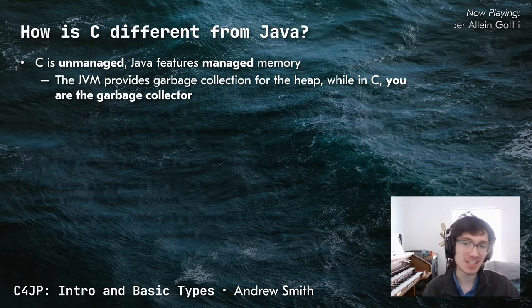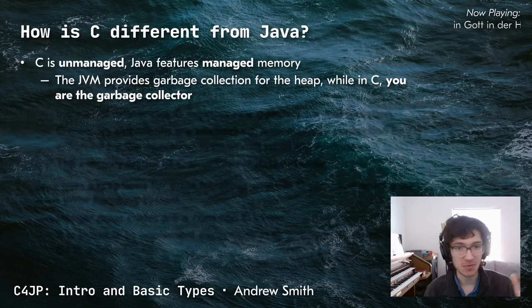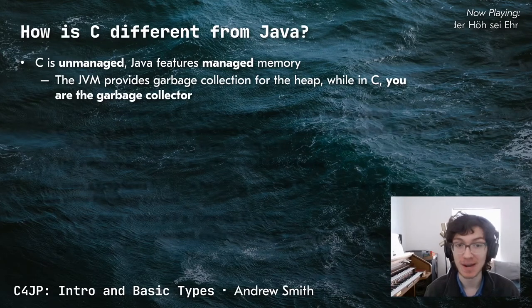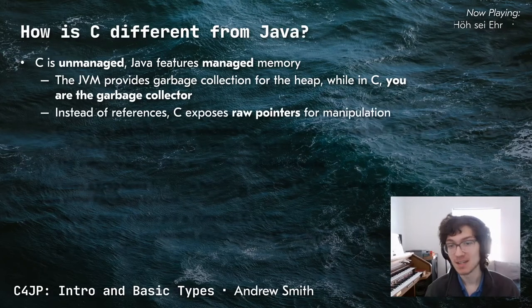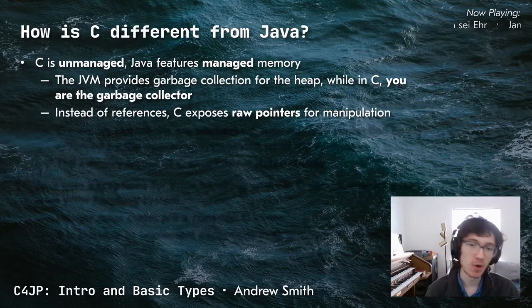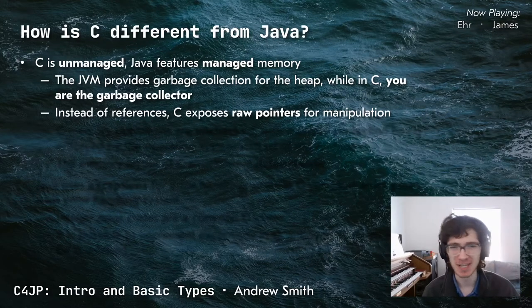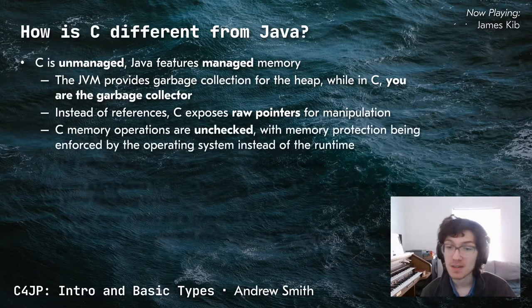It's not as scary as it sounds, but there are a lot of concepts that we've got to learn before we get there. For now, all you need to know is that C has no garbage collection, no virtual machine, and very little runtime. You've got to manage memory yourself. Instead of references, C exposes raw pointers. This is something we'll get into, but we're not going to dwell on it for now.